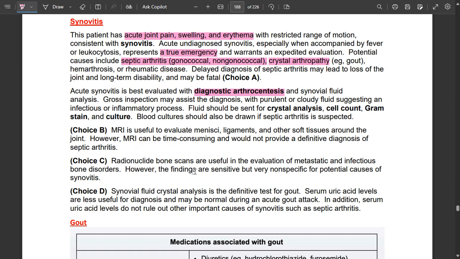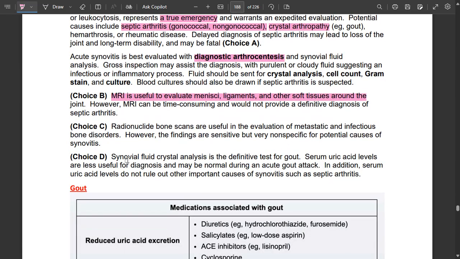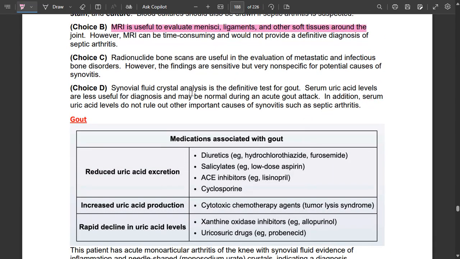MRI is useful to evaluate menisci, ligaments, and the soft tissue around the joint. However, it is time consuming and will not provide a definite diagnosis of septic arthritis. Nuclear bone scans are useful in evaluation of metastatic or infectious bone disorders. However, the findings are sensitive but very nonspecific for the cause of synovitis. Synovial fluid crystal analysis is diagnostic for gout. Serum uric acid levels are usually less useful for diagnosis and may be normal during an acute gout attack. In addition, serum uric acid levels do not rule out important causes of synovitis such as septic arthritis.